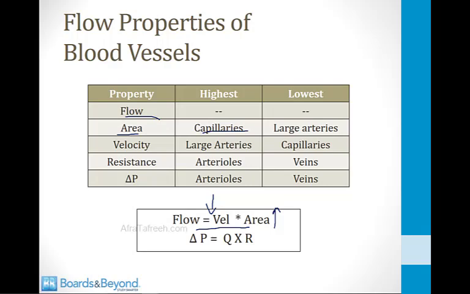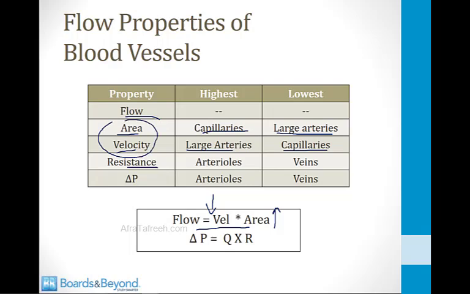The lowest area for flow is in the large arteries. This is counterintuitive. These are large vessels, so you might think they have a high area for flow, but there are actually relatively few of them, so when you sum up the total area, it's the smallest of all the different vessel types. Velocity is highest, therefore, in the large arteries and lowest in the capillaries. It's basically the reverse of the situation for area.